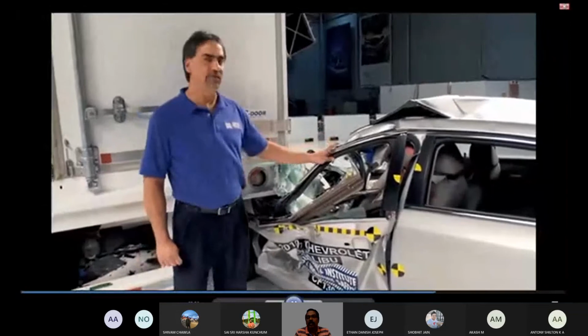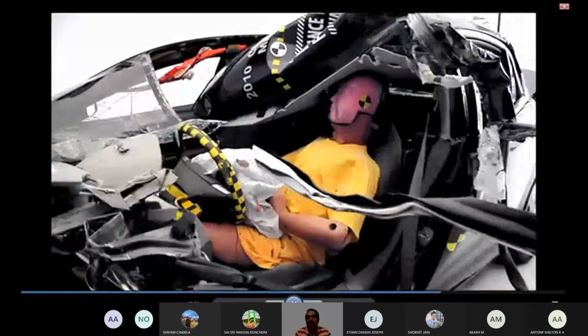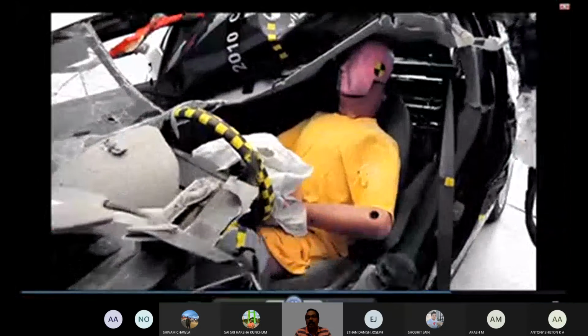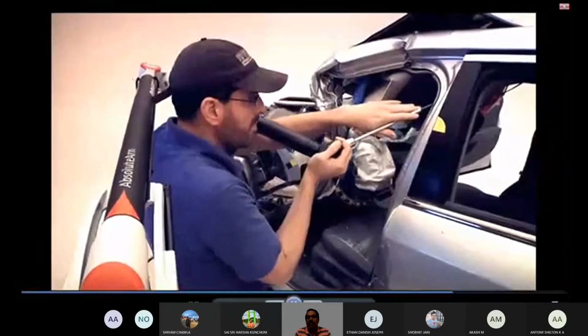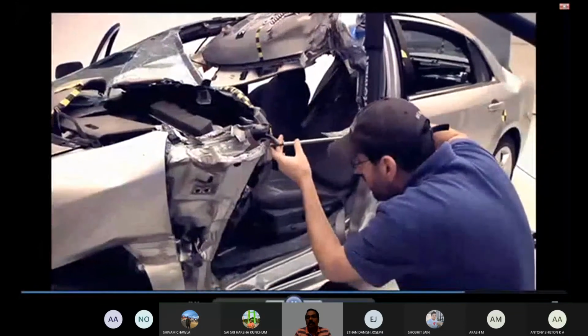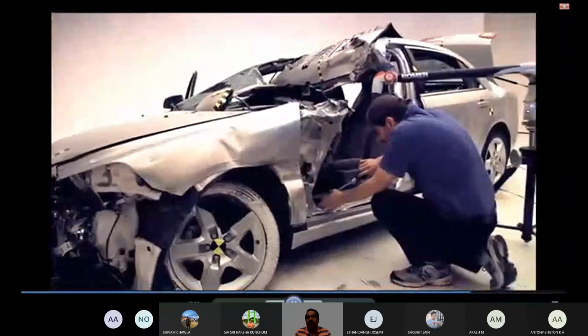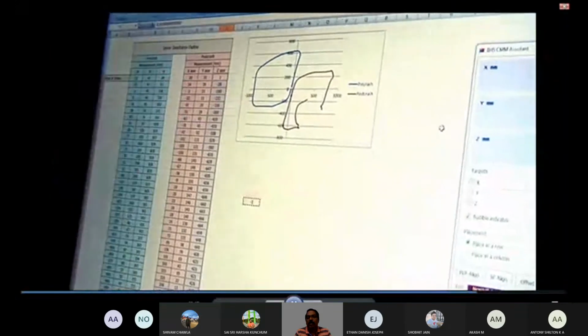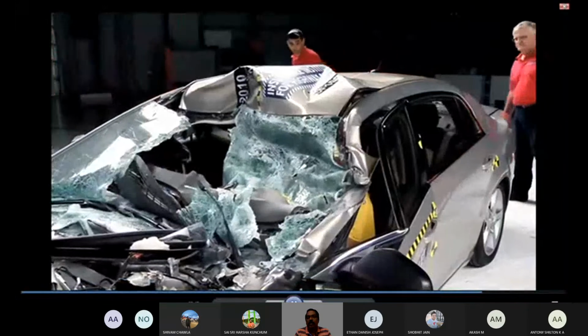After this test, we will remove the car from the trailer and place it in the photo studio. In the studio, we will do a detailed analysis to determine dummy contact points inside the vehicle before we measure the door and window openings to determine how far the trailer intruded into the vehicle.